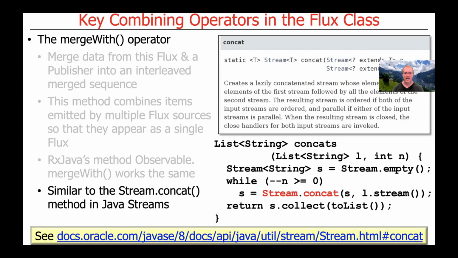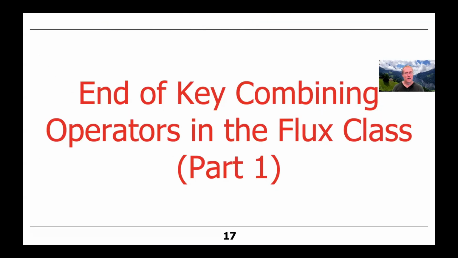We first create ourselves an empty stream of strings, and then we go ahead and count down in a while loop. Each time we loop through the loop, we're going to go ahead and concatenate the stream that was passed in as the parameter to the end of the stream that we're working with. And then we reassign that to the stream S again. And when we're all done, we go ahead and collect this concatenated stream into a list. So this is basically concatenating the list parameter n times. It's worth knowing how this works and trying it out for fun. So that's the end of our first discussion about combining operators that are defined in the Flux class in Project Reactor.